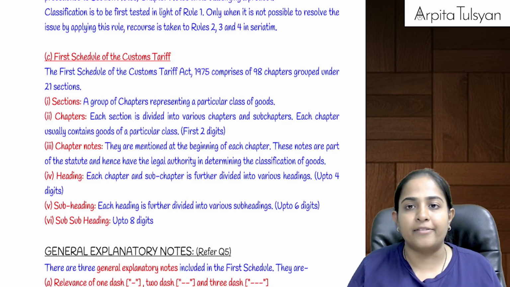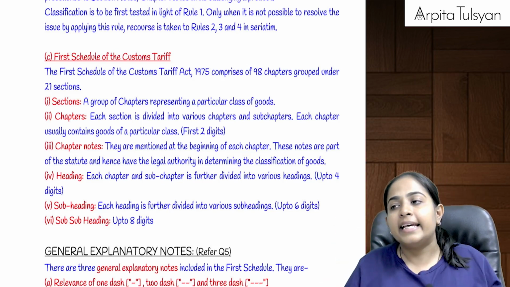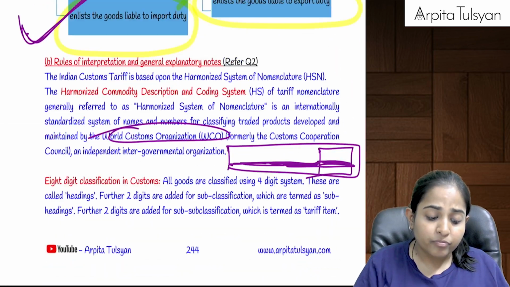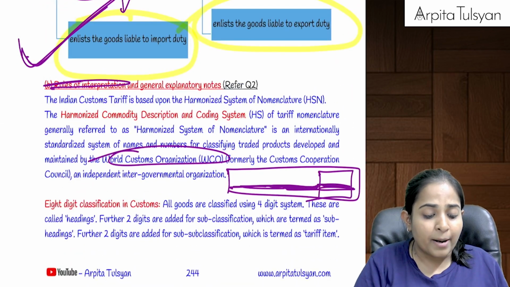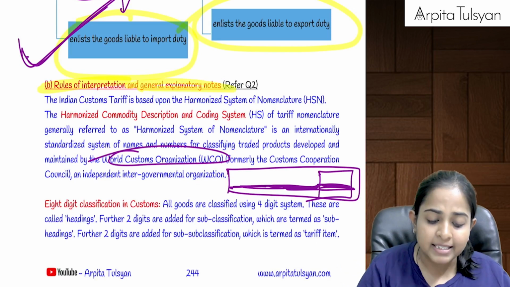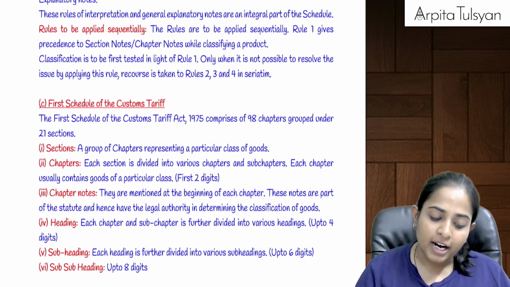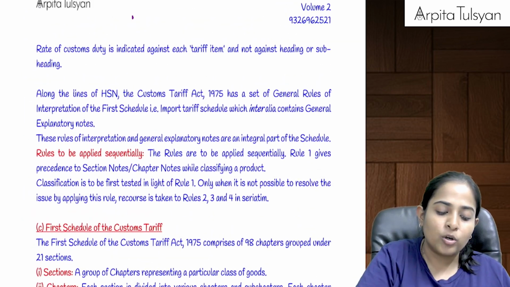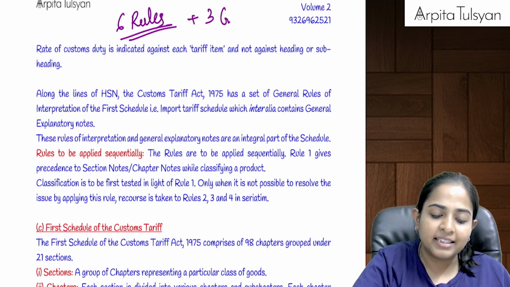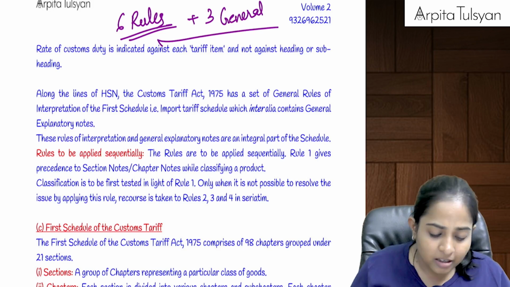But suppose that item is not directly mentioned, or I have to apply my brains, then in that case they say no problem, you can apply the rules of interpretation. Please use the rules of interpretation to interpret that HSN code, and also use the general explanatory notes to find out the correct rate of duty. In total we have 6 rules which we are going to study, and we have 3 general explanatory notes that we need to understand before we start doing the interpretation.